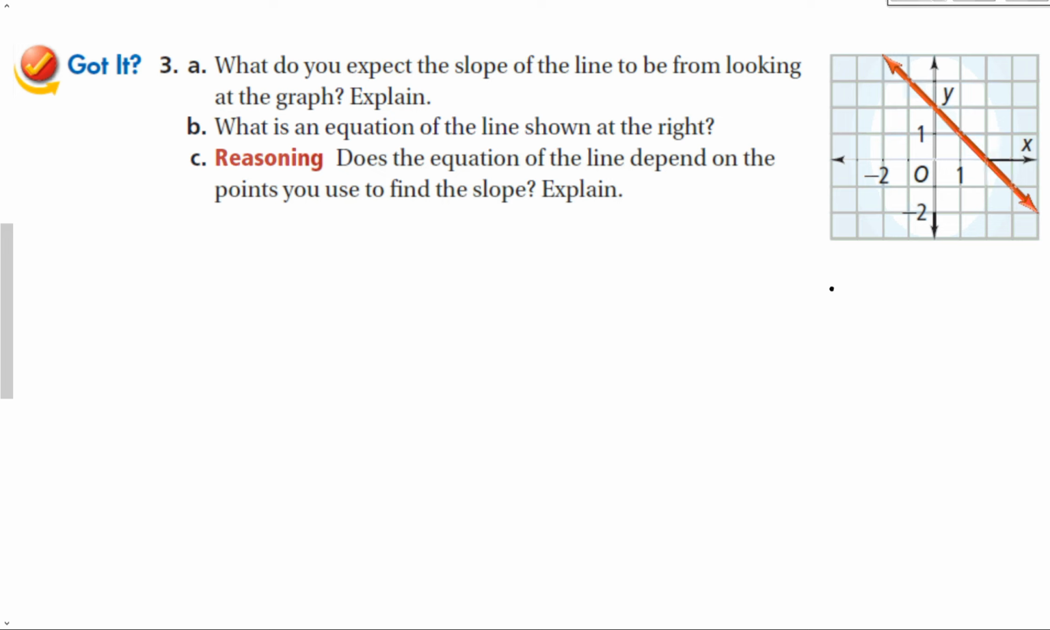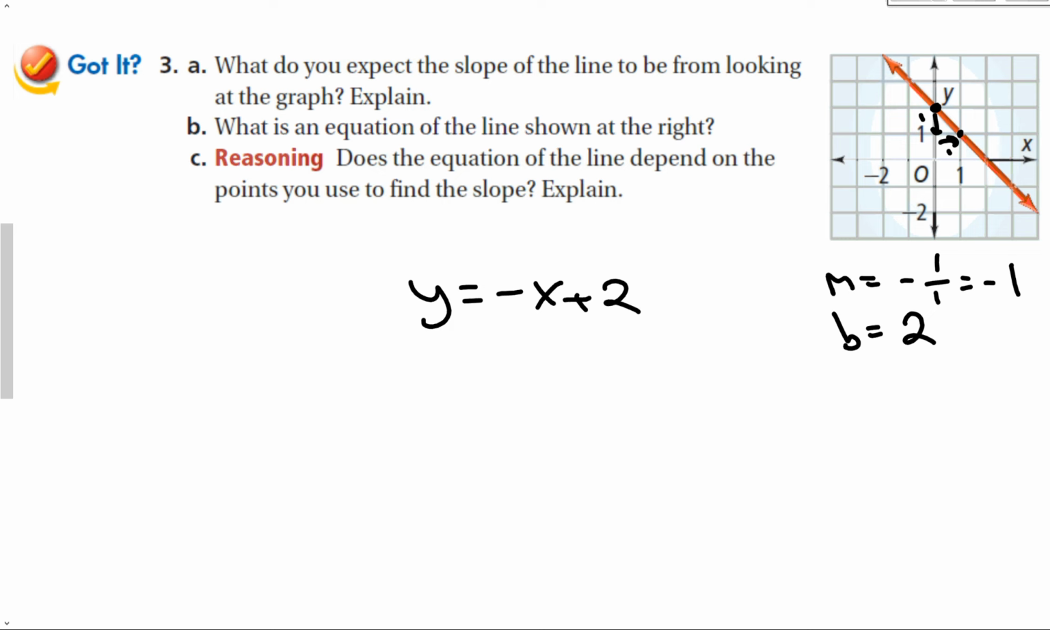So again, I need my slope and my intercept. My intercept is going to be 2. My slope is down 1, right 1. So that's -1/1, which is -1. So my equation is y is going to be equal to -x plus 2. Right? I don't need to write the 1 in front of the variable right there. Okay? -x plus 2.